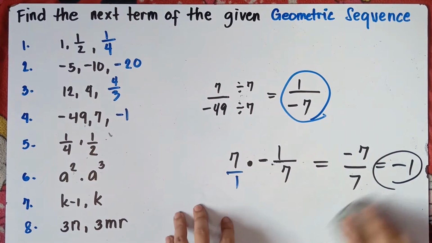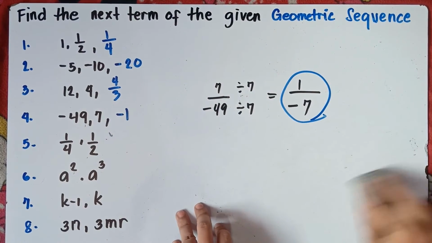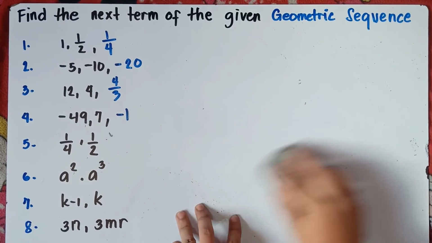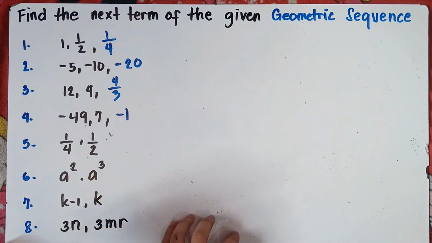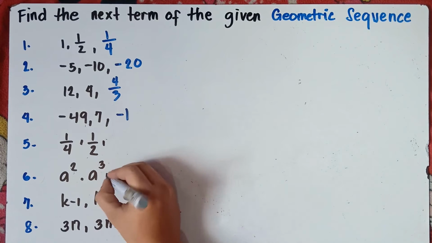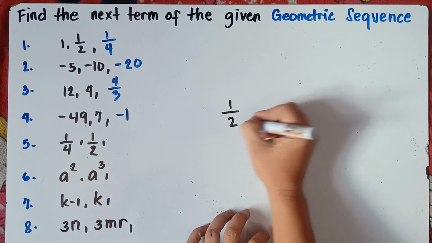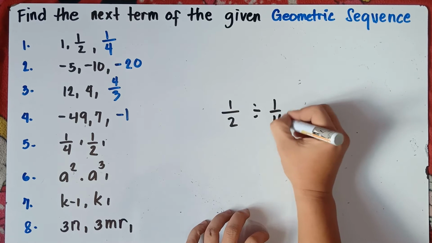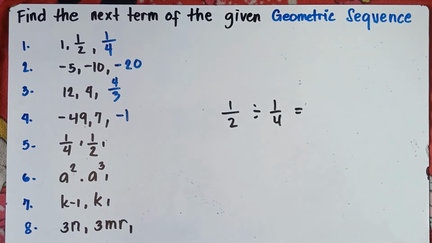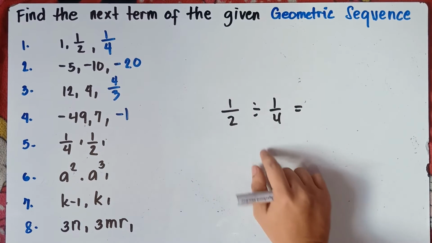Alright, let's try number 5, class. So we're going to the difficult round. So 1/2 divided by 1/4, you divide it to get the common ratio. So 1/2 divided by 1/4.